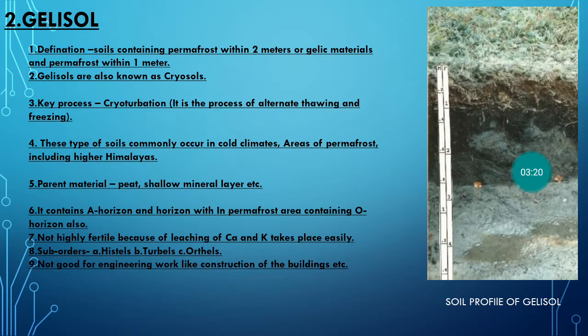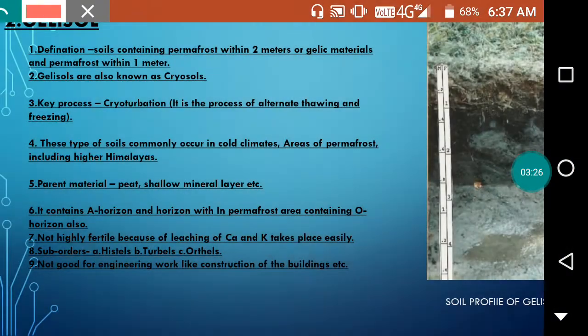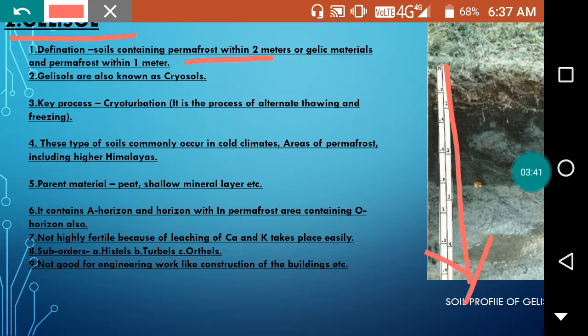This is all about Gelisol. See the profile here, how its profile looks. We will see the characteristics of Gelisol. See here the definition of Gelisol. The definition is given that Gelisol contains permafrost within 2 meters. Here see, the whole 2 meter length contains permafrost, or gelic material of 1 meter and the remaining 1 meter contains permafrost, like this. There are two conditions. One condition is permafrost containing the whole 2 meters, or somewhere gelic material of 1 meter and after that 1 meter of permafrost, this way.